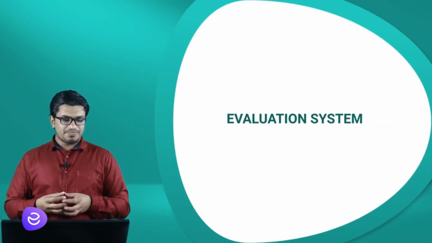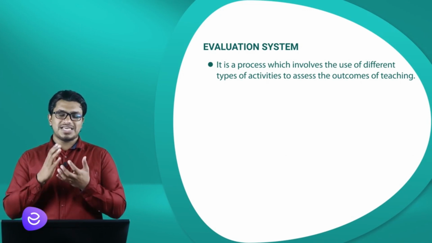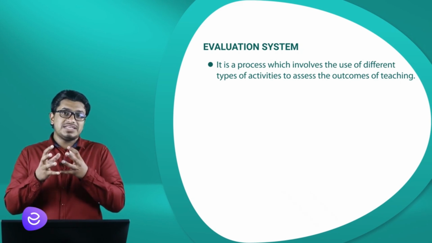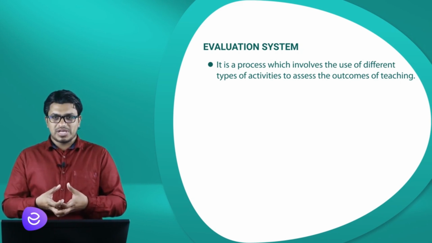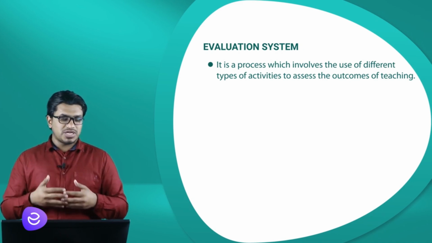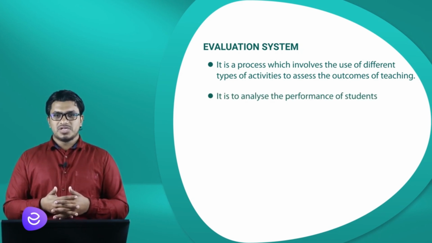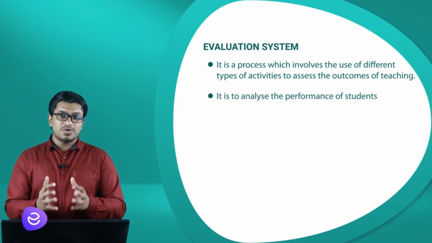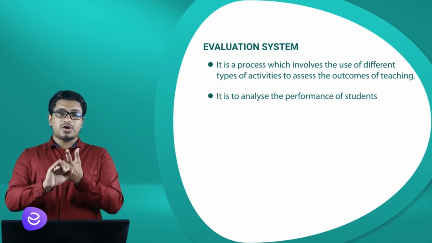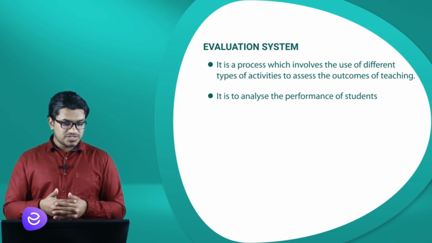So evaluation system is a process which involves the use of different types of activities to assess the outcome of teaching. It means that when we teach something, have they achieved the desired outcome? Have they understood what we have taught? To learn about that is actually called evaluation. It is to analyze the performance of the students. We are analyzing have they understood what we have taught, do they remember what we have taught, have they written the exams well.